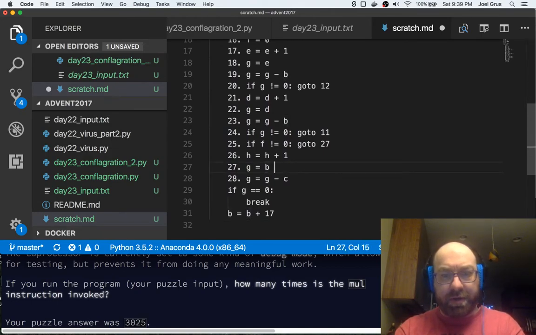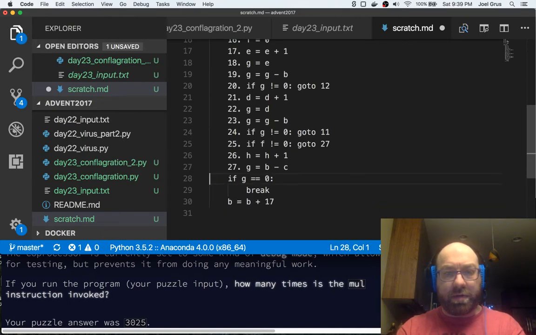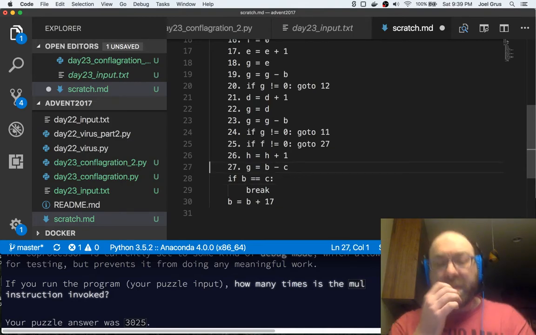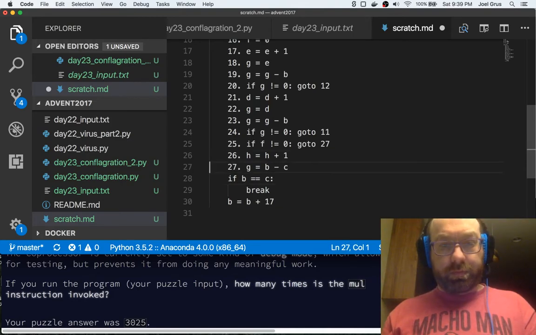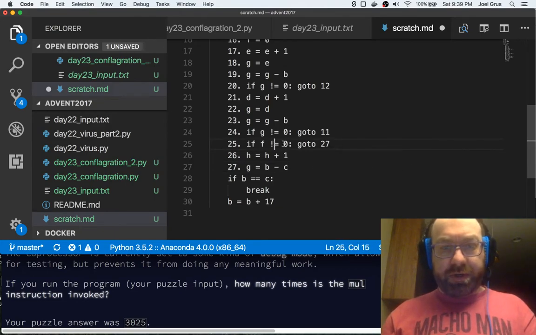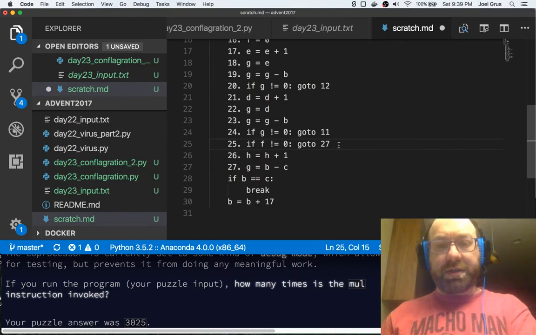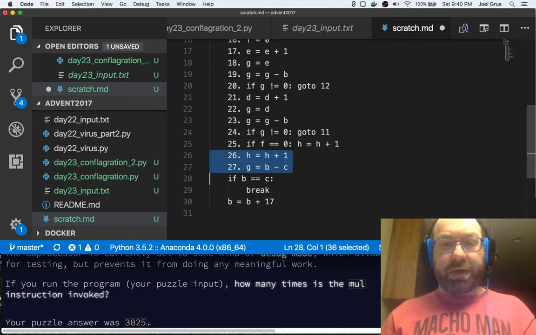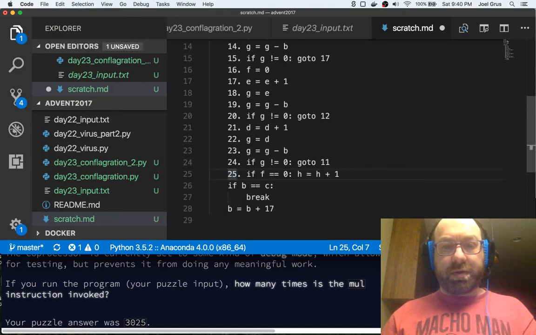G equals B minus C, so we can do that one as well. And so this is really just if B equals C, break. Okay. So now we can change this to say if F is not 0, go there. So that means if F equals 0, H equals H plus 1. And now we can get rid of those as well.